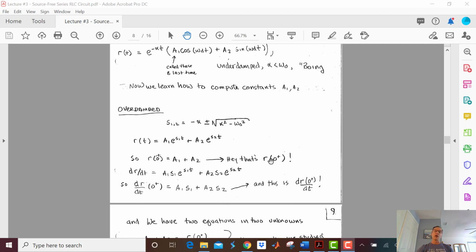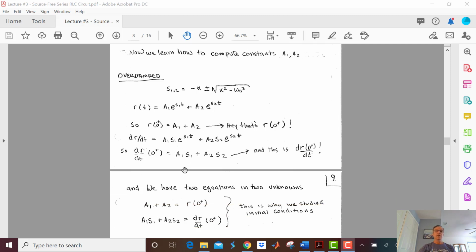In our last lecture, we solved for the response at 0 plus. This is why, because we're going to use it to get A1 plus A2. Now let's take our general equation and just take the derivative of it with respect to time. It's an exponential, so it's easy. So it's just going to be A1s, because this s comes down here because we're taking the derivative with respect to time, A1s1 plus A2s2.